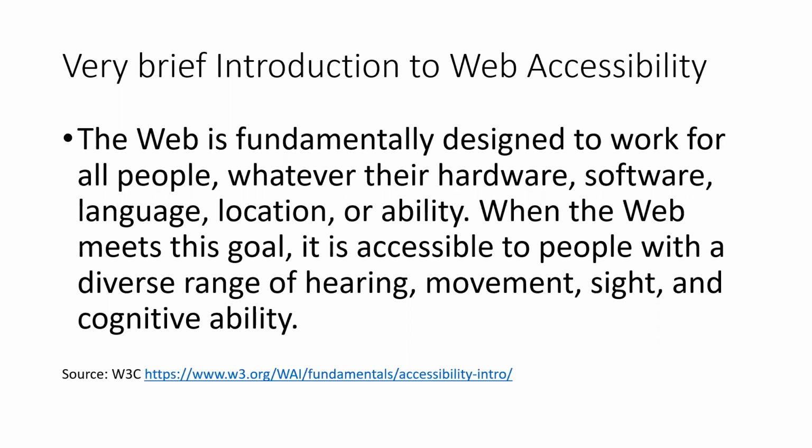But here, this definition: the web is fundamentally designed to work for all people, whatever their hardware, software, language, location, or ability. When the web meets this goal, it is accessible to people with a diverse range of hearing, movement, sight, and cognitive ability. I think that's a good perspective to take when we're looking at web accessibility. If we provide resources that aren't accessible to everyone, they are not fully functional. They're not fully operational. We are missing something, literally, if we have a resource that can't be accessed by everyone.